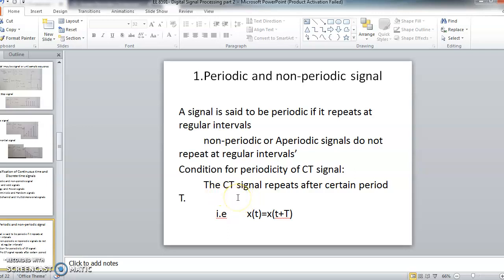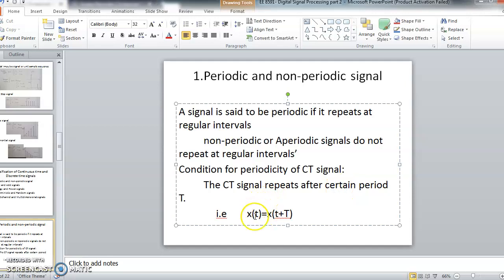So this is the condition for periodicity of a continuous time signal. A continuous time signal is said to be periodic if it repeats after a certain period of time T. That is, x of t is equal to x of t plus T. Okay, so this is the condition for periodicity.